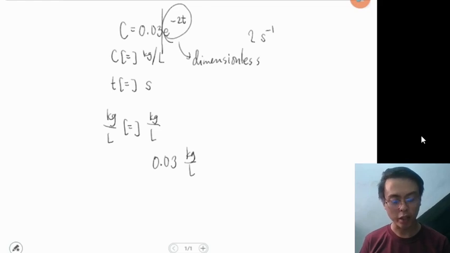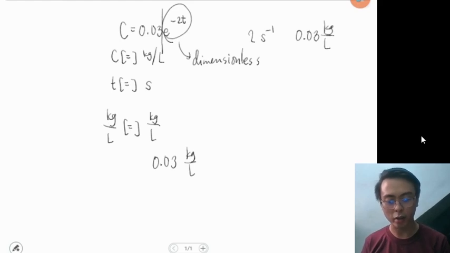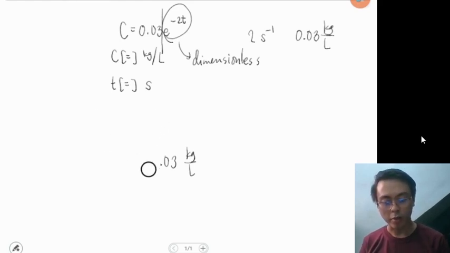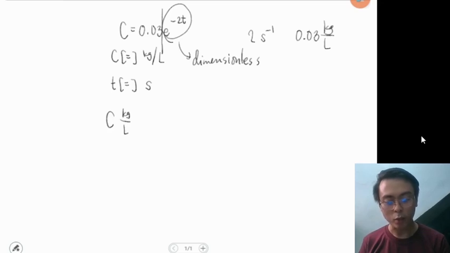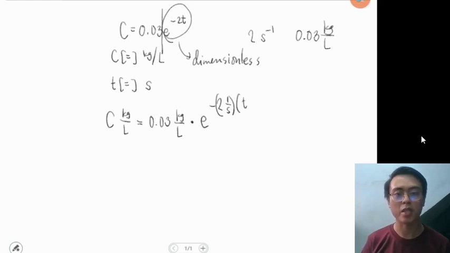Now, if you want to check, we can check. So let me write 0.03 kilograms per liter. You need to write the entire equation including the units. So let's write it with units. The equation now stands that C with units of kilograms per liter is equal to 0.03 with units of kilograms per liter multiplied by e raised to negative 2 with units of per second times t with a unit of second.